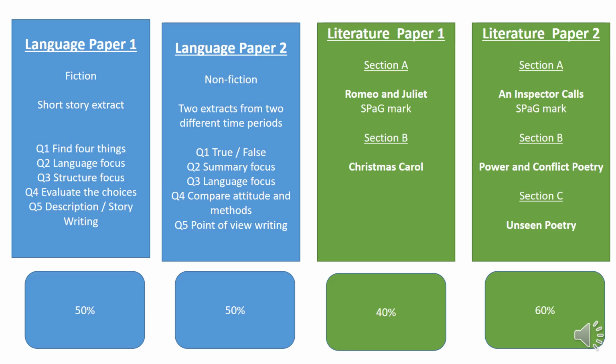Now there are 4 papers in total for English language and English literature. We're going to have a look at the literature papers, and you can see that the power and conflict poetry is on paper 2, section B, and the overall paper is 60%, and actually this section itself is 20%. So it shows you how important it is when we get this right before we get to the final mock exams in year 11.